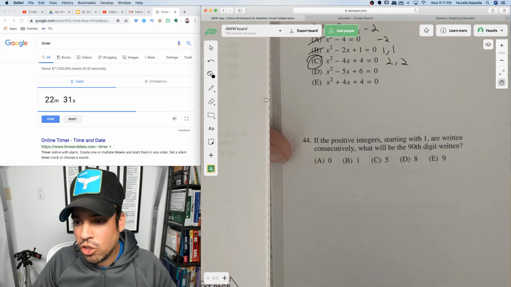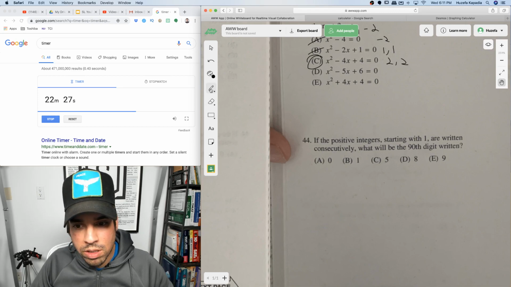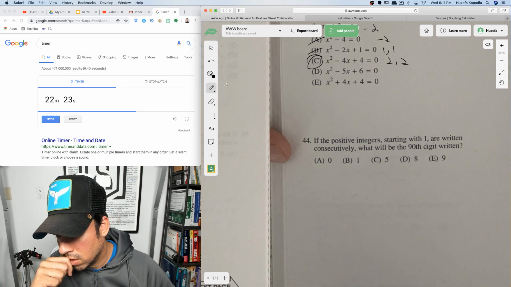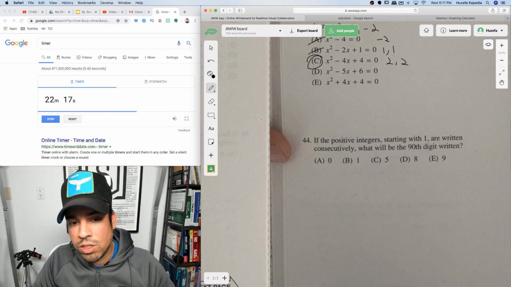If the positive integers starting with 1 are written consecutively, what will be the 90th? What? That's so weird.